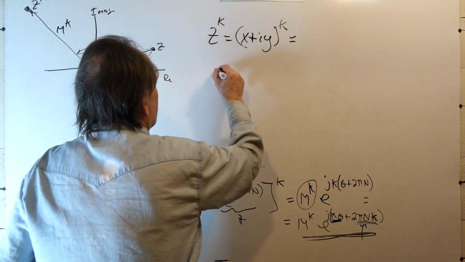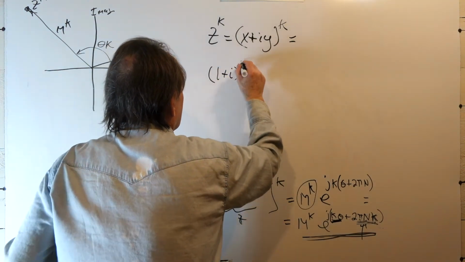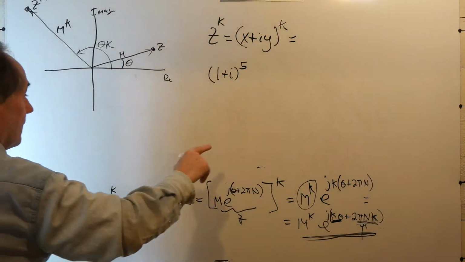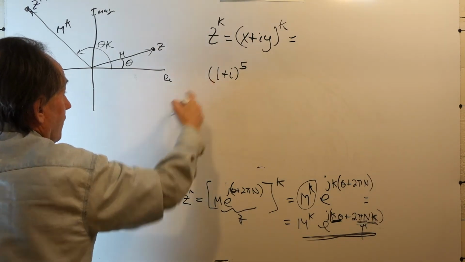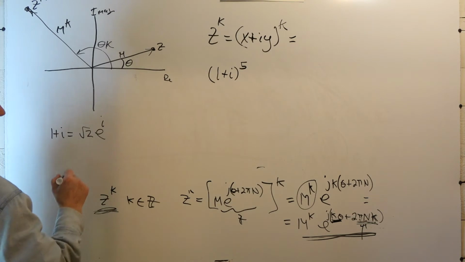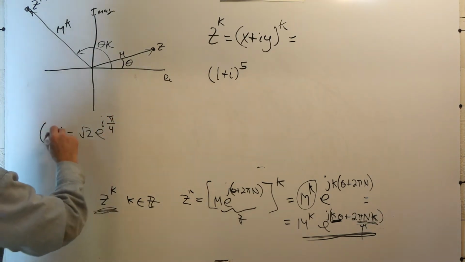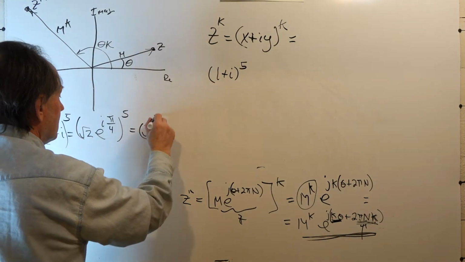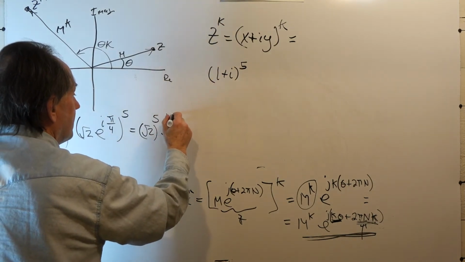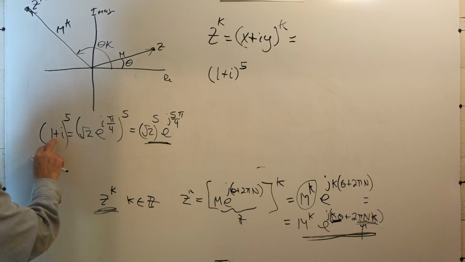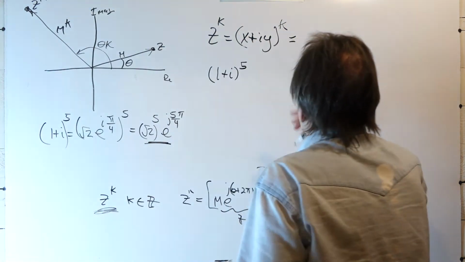For example, suppose we wanted to find out what 1 plus j to the 5th power is. Well, this is very easy using the polar form for the base. 1 plus j is just the square root of 2 e to the j pi over 4. Well, if we raise this, say, to the 5th power, this becomes square root of 2 to the 5th e to the j 5 pi over 4. So we get the answer rather readily using the exponential form for the complex number in the base.